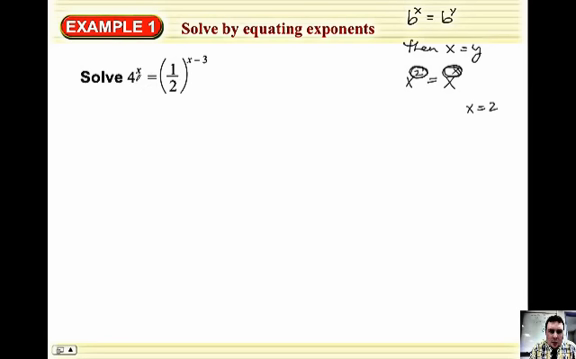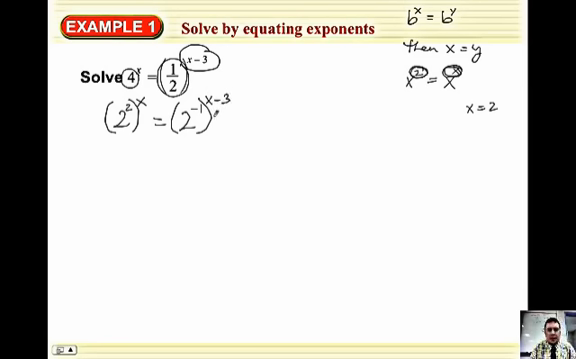So that's what we want to try to do. We want to get these two bases, this base is 4 and this base is 1/2, to the same base. What do 4 and 1/2 have in common? 2. 4 is 2 squared, so that's 4 to the power of x. There you go. I want to get them both to 2. So 1/2 is the same as 2 to the negative 1, to the, now this is where it gets tricky, x minus 3. Make sure it's in parentheses.